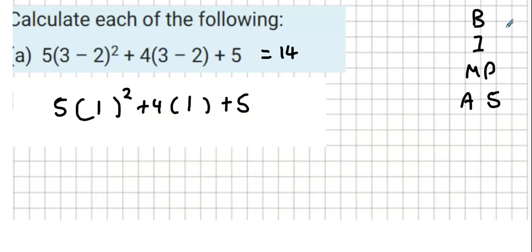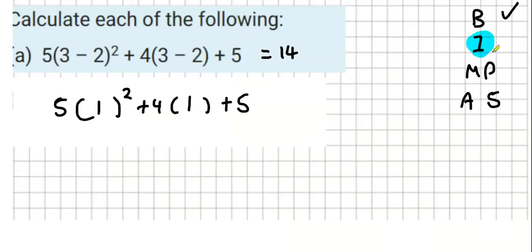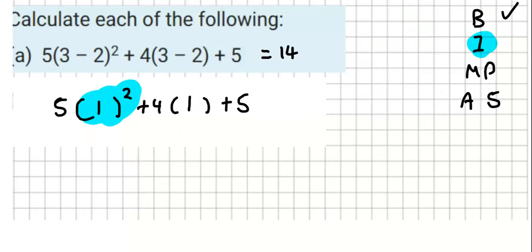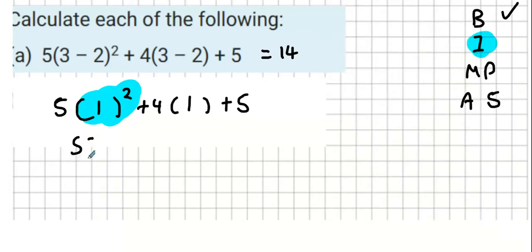Now, brackets are done. Next step, indices. Does anybody see any indices on the board? There they are. Something squared or cubed. So what's 1 squared? What's 1 squared, lads? 1. 1 squared means 1 multiplied by 1. Okay. Lads, I've now done indices. Done. Next we're on to multiplication.